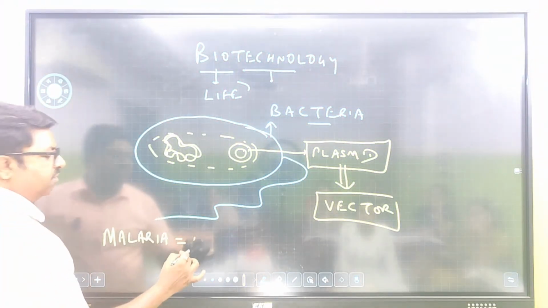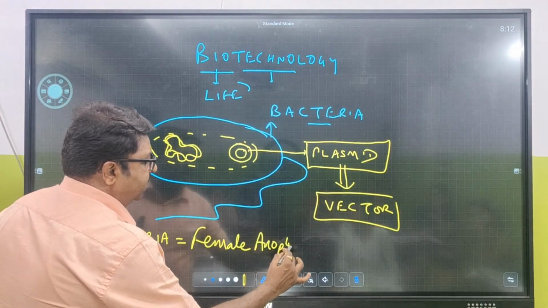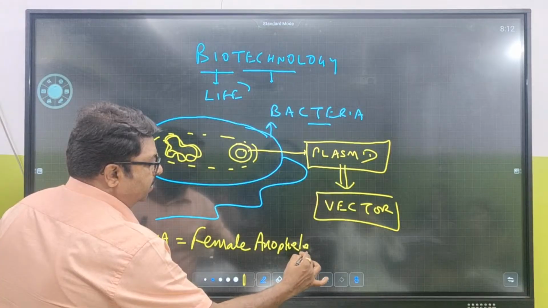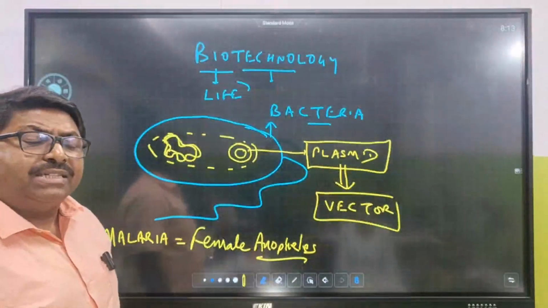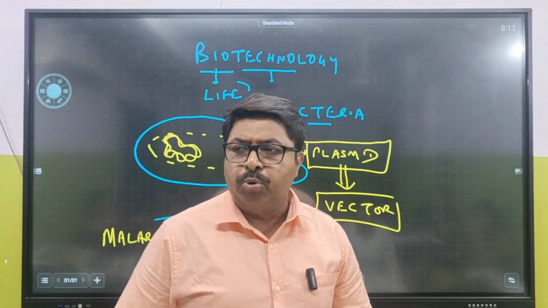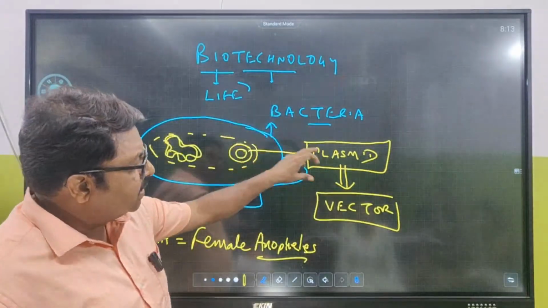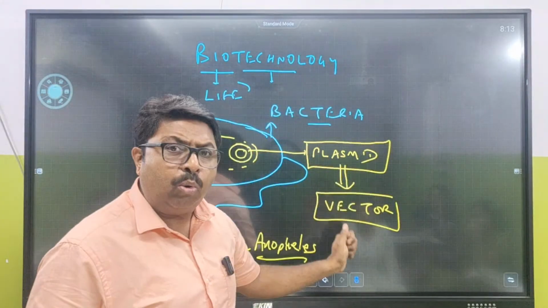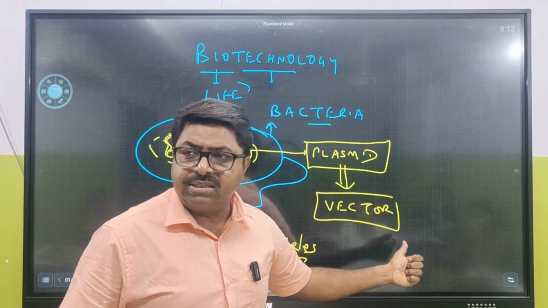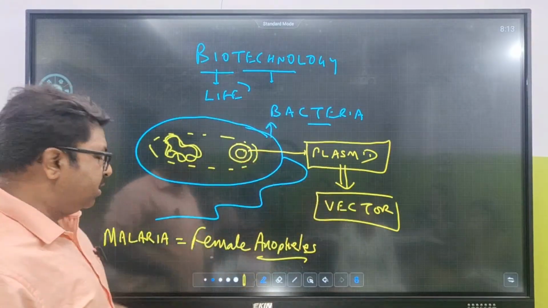The female Anopheles mosquito is a vector. The female Anopheles mosquito never gets malaria. It only carries the causative agent called Plasmodium. Just like that, this bacterial plasmid acts as a vector. What we can do with this vector is introduce our gene of interest inside this vector called plasmid. Got the point?